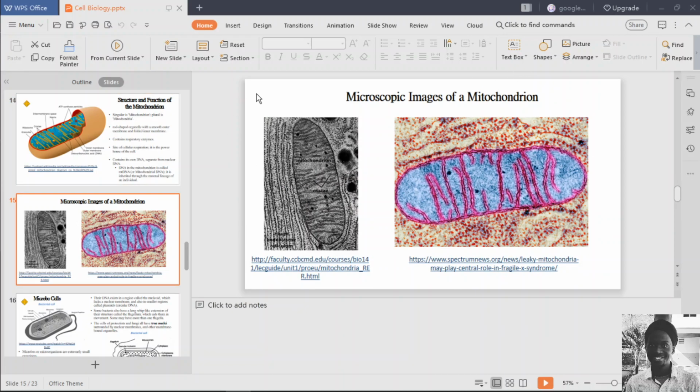So here are some images of the mitochondria. Notice it's rod shaped. Notice the folds in the microscopic images here. That's one feature that would help you in identification of mitochondria from microscopic images.